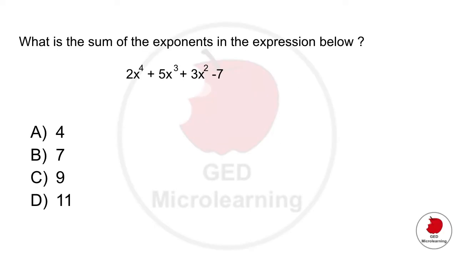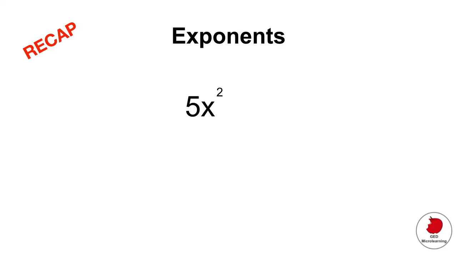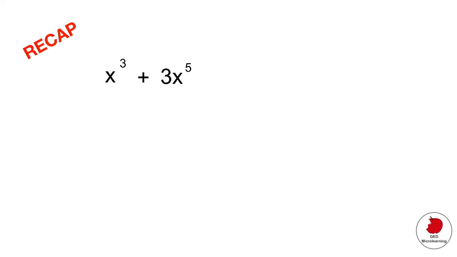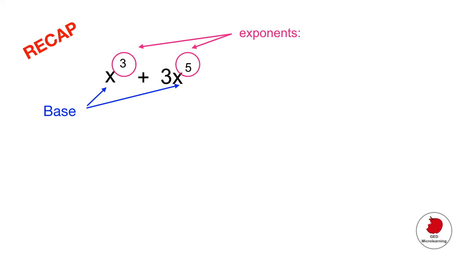What is the sum of the exponents in the expression below? Okay, so let's first of all remind ourselves a little bit about exponents and adding exponents. So let's say that you have an expression like this. Here, essentially, the x is what we call the base, and this number here on the top, the 2, is the exponent. So if you have an expression like this, the x here would be the base, and then these two numbers, as we said, would be the exponents.